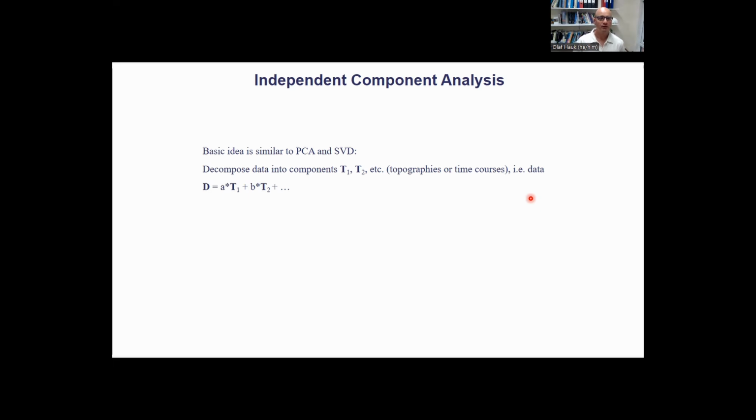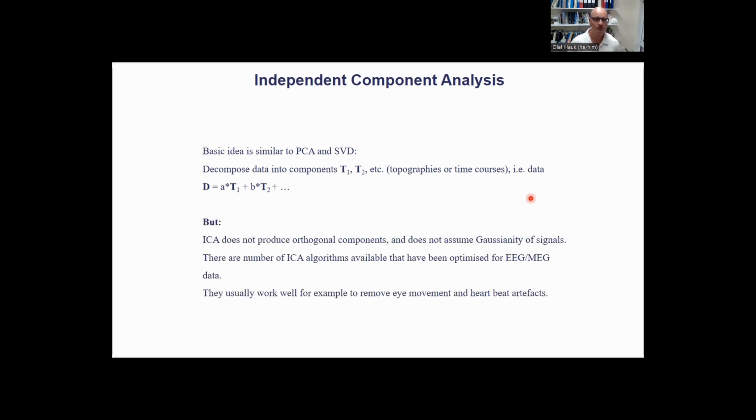The idea is exactly like before: decompose your data. ICA will decompose your data into different components, just with different criteria. So this is more or less what I've already talked about, but you just make different assumptions, like PCA and SVD.